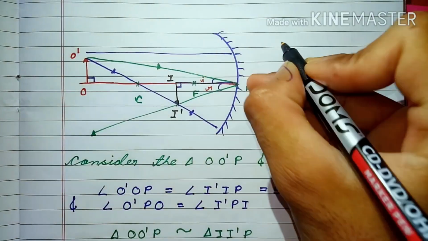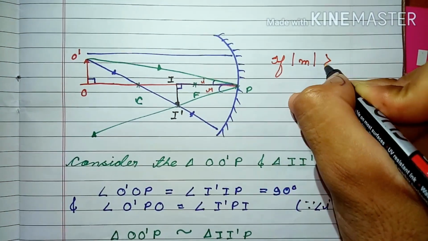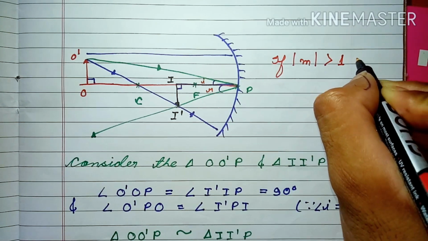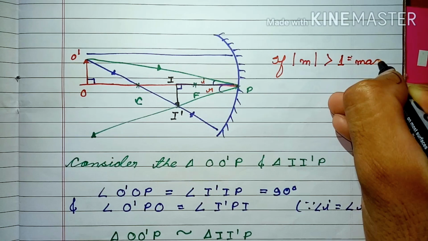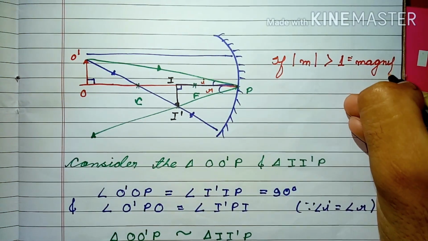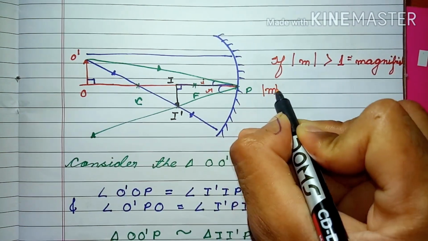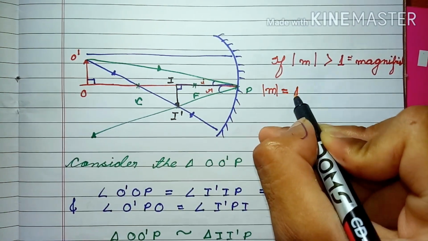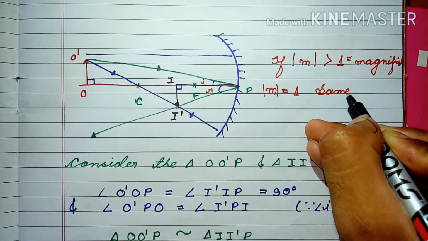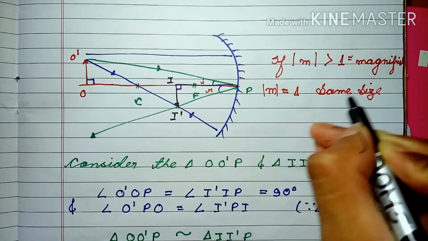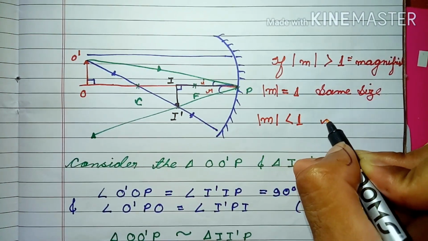One more thing, student: if M is greater than 1, then the image is magnified; if M is equal to 1, then the image is same sized; and if mod M is less than 1, then the image is diminished.